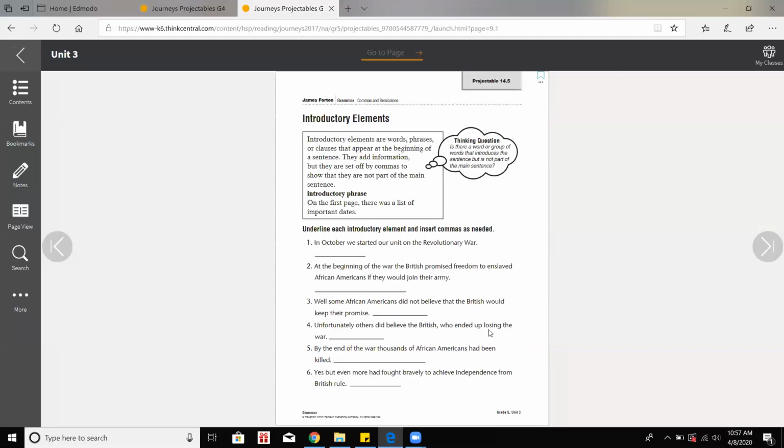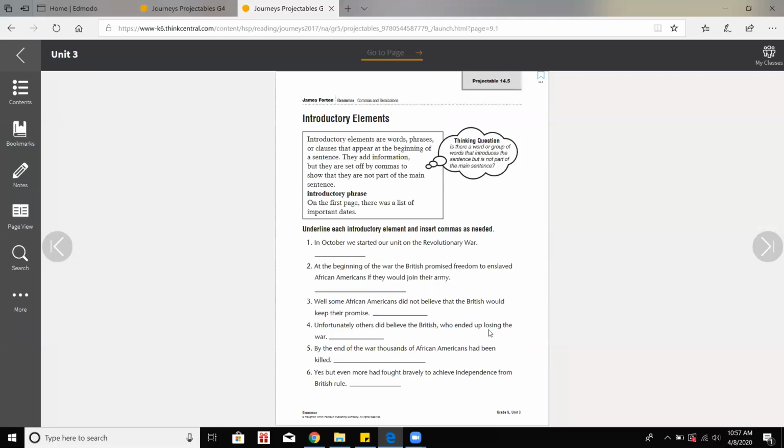Number four, unfortunately, others did believe the British, who ended up losing the war. Number five, by the end of the war, thousands of African Americans had been killed. Number six, yes, but even more had fought bravely to achieve independence from British rule. So if you would notice, you have a clue already on where to put the comma because I'm pausing right at or right after the introductory elements.